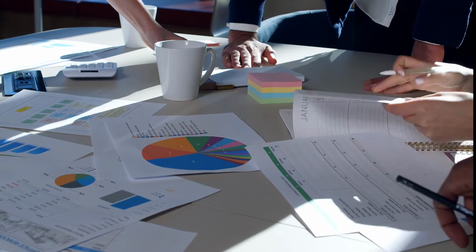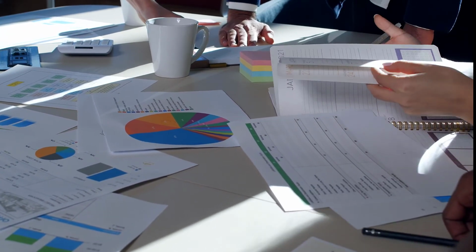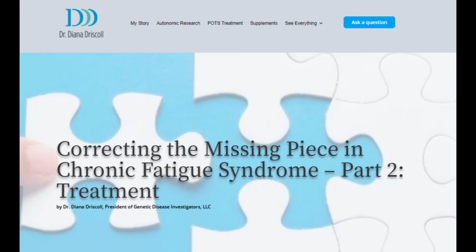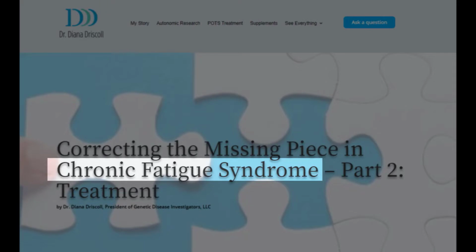But how do we tell if research is of good quality? Reliability and validity are key concepts used to evaluate the quality of research. Let's look at an example. Dr. Diane Driscoll claimed to have invented a treatment for a complex and severely disabling disease called chronic fatigue syndrome. Currently, the disease has no cure or approved treatment.